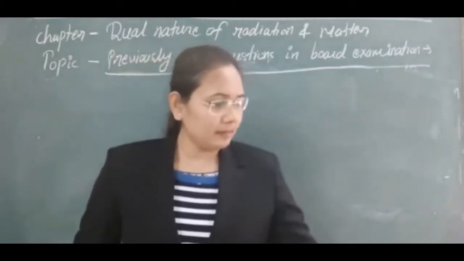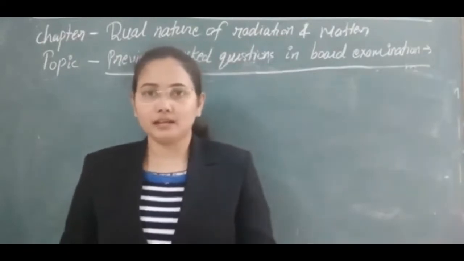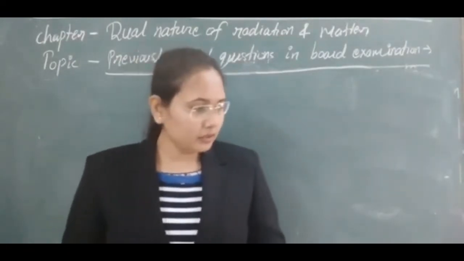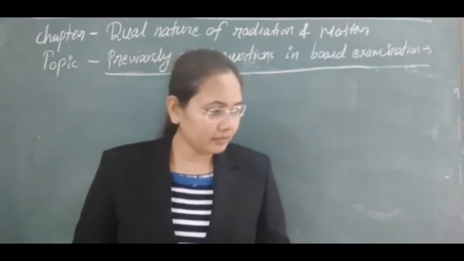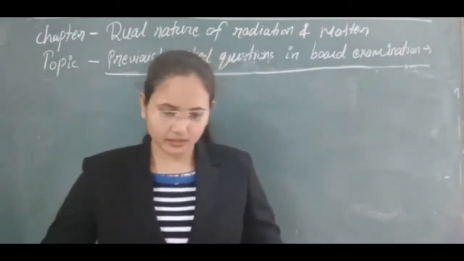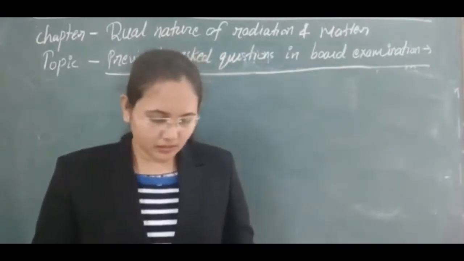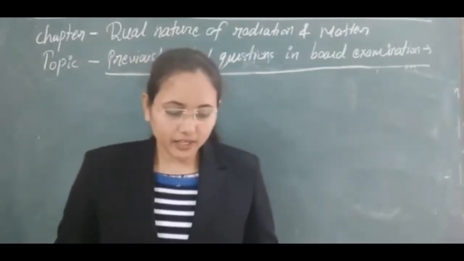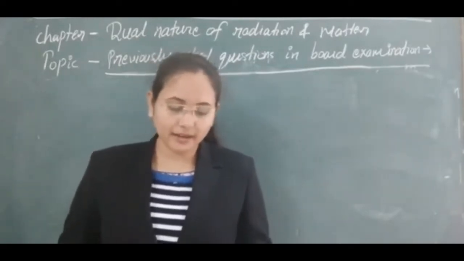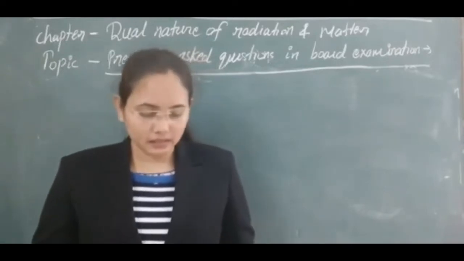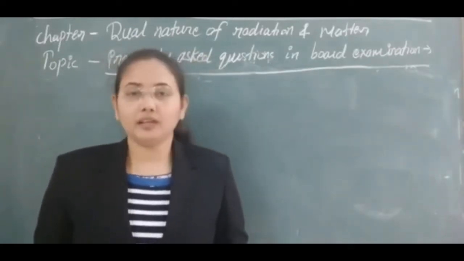So as I have the paper of 2015, let's start from here. In case of 2015, the first question, I think that is question number 6. In this question, the equivalent wavelength of a moving electron has the same value as that of a photon of energy 6 into 10 power minus 17 joule. Then calculate the momentum of the electron.